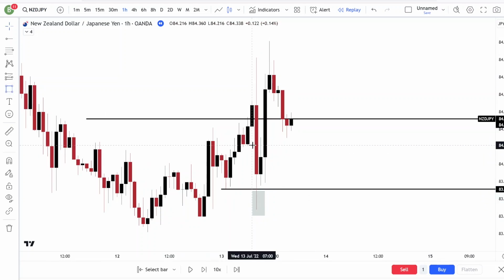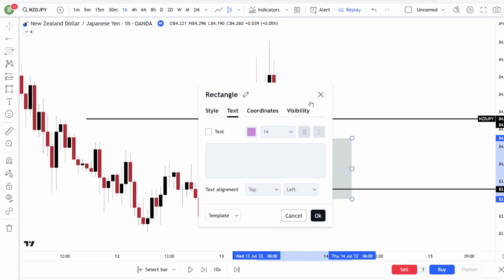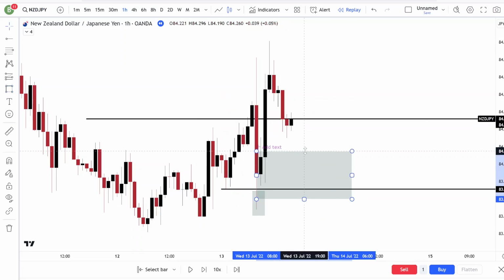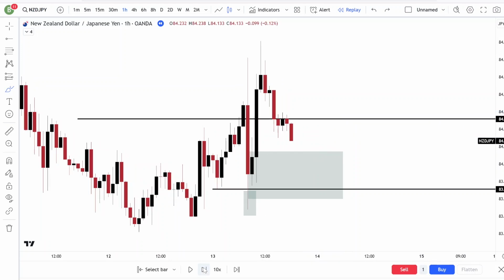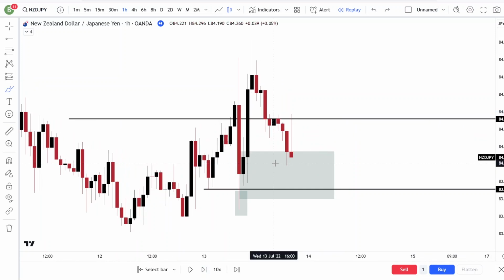So what you would want to do is mark this level, and what you're waiting for now is price to reject from this level and flip and come back to the candle open. Once price comes back to the candle open, you can confirm that this is a candle flip. Now price reached this level, you can confirm that the candle is flipping and you can start looking for bullish setups.